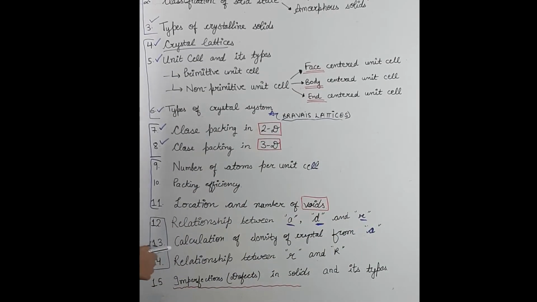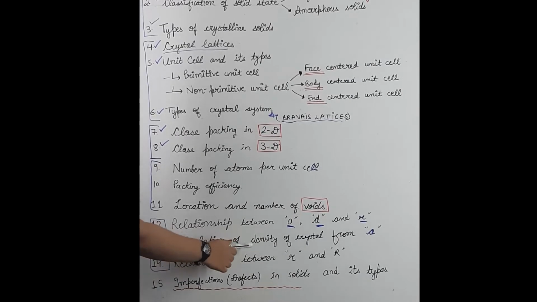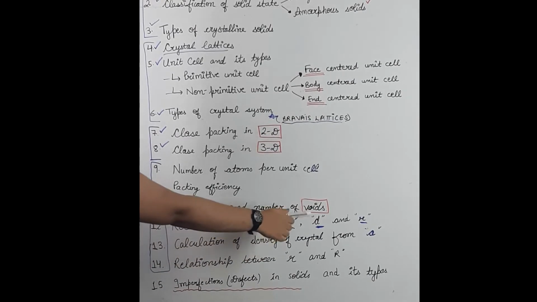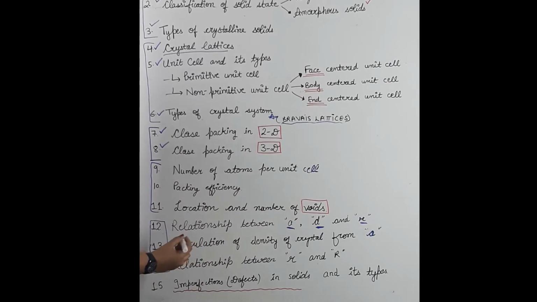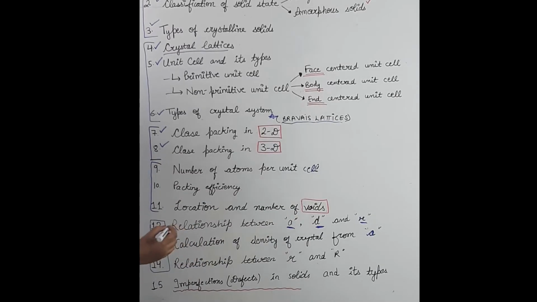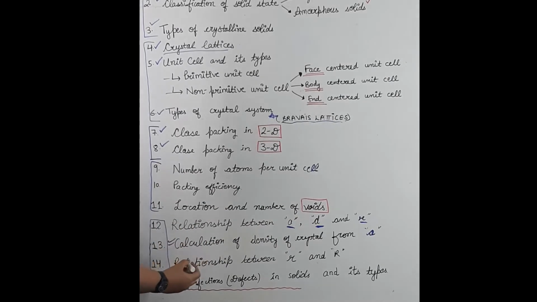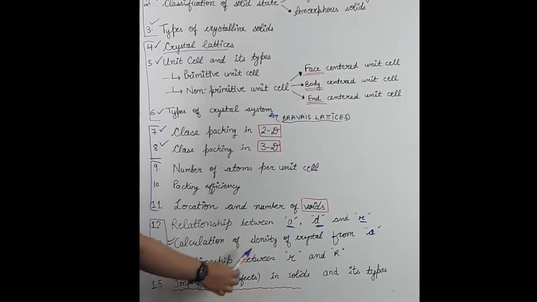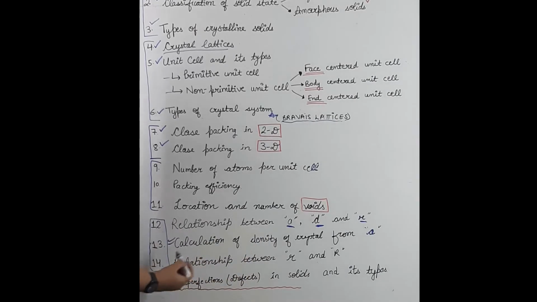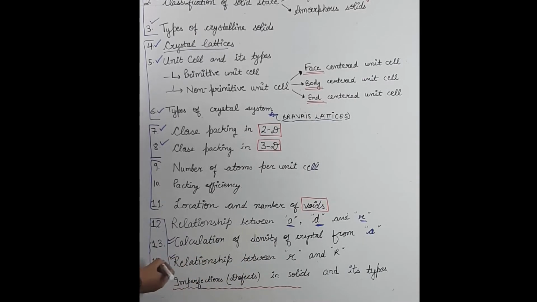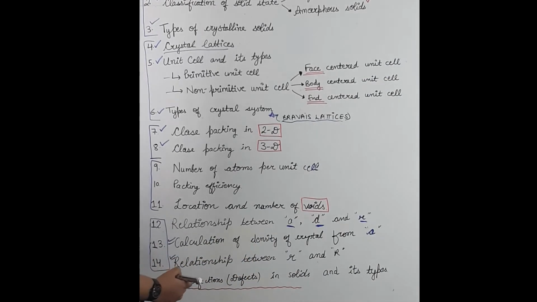And then we will do calculation of density of crystal from edge length A, and we will do the numericals related to these parts very briefly, and then we will do the relationship between R and R. This is related to the octahedral void concept.